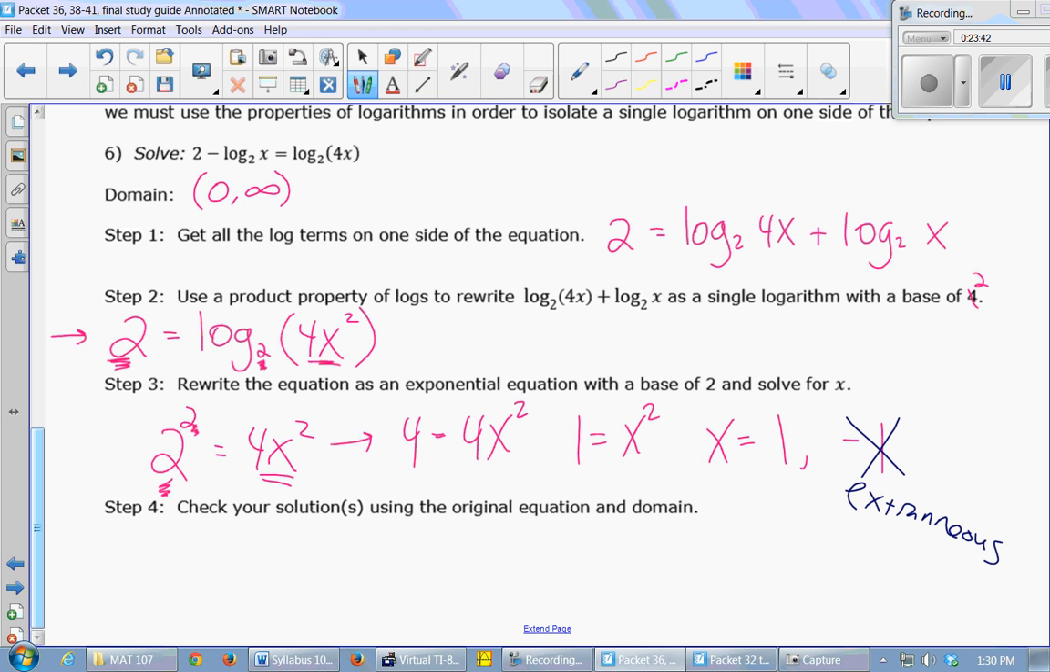So just like when you're solving square root equations, because there's a restricted domain, you have to check to make sure that the solutions you come up with are actually solutions. You will sometimes get extraneous solutions.